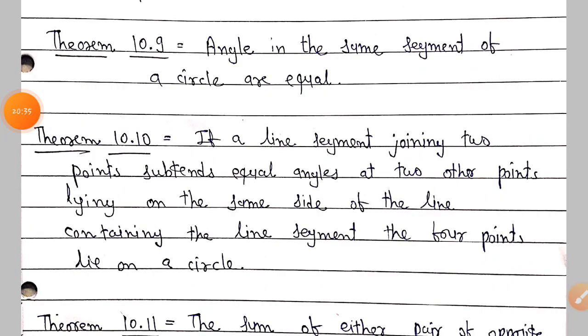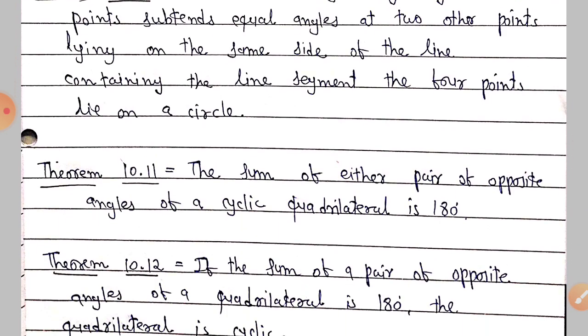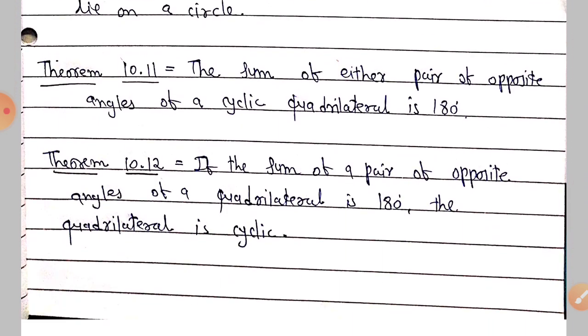Okay. Number 10.10. If a line segment joining two points subtends equal angles at two other points lying on the same side of the line containing the line segment, the 4 points lie on a circle. Correct? This is your theorem number 10.10. Now move on to theorem number 10.11.